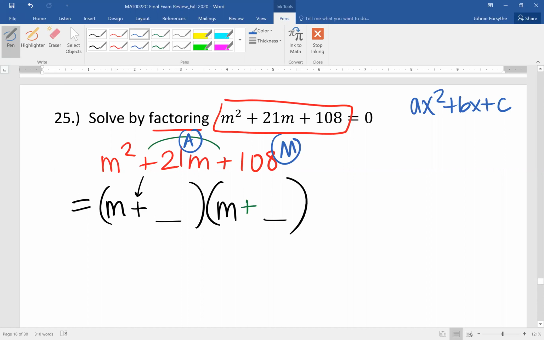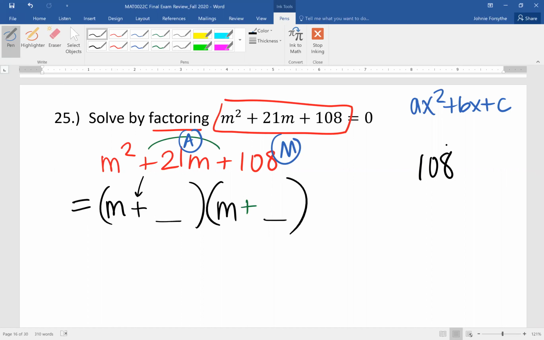So 108 is kind of a big number. So how in the world can I get those two numbers? Sometimes you know it easily, and sometimes you have to do a little work. So I'm going to show you what I would do if I wasn't sure of my two factors. How can I come up with that?